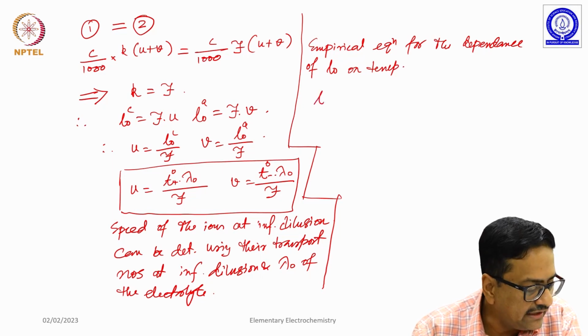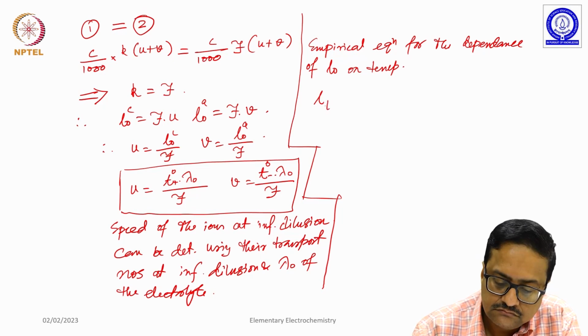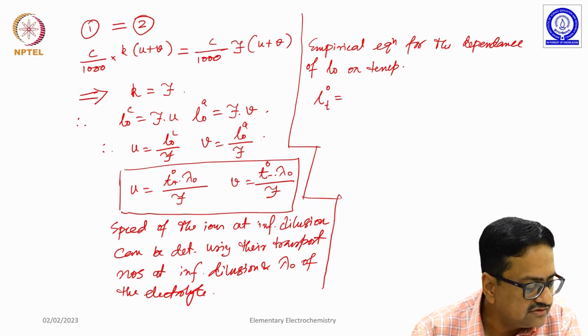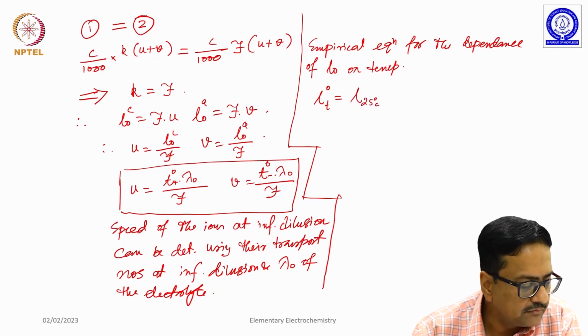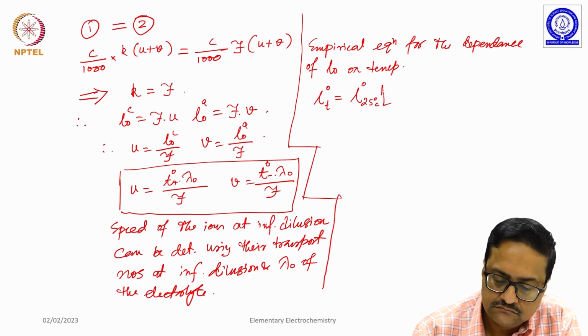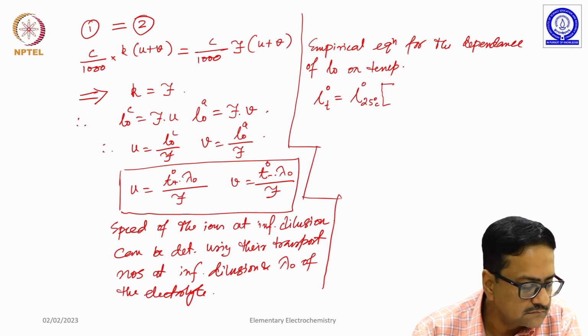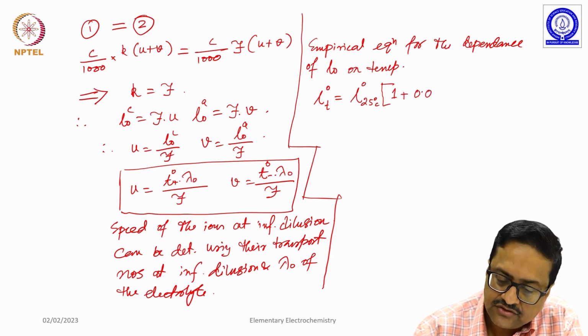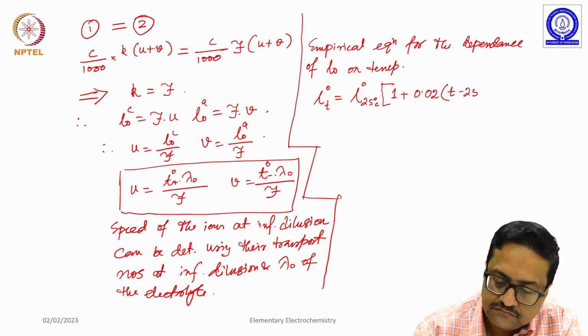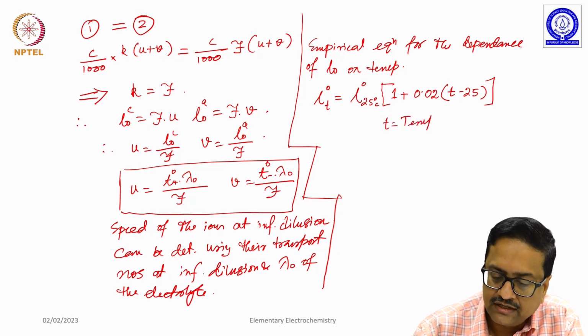What is the relationship? L0 at T, or rather LT 0, is equal to L 25 degree C 0 multiplied by 1 plus 0.02 multiplied by (T minus 25), where T is the temperature in degree centigrade unit.